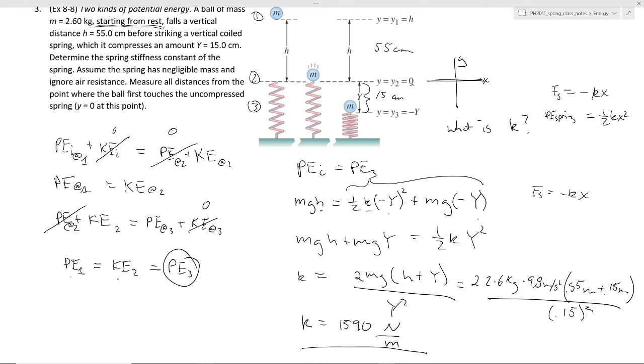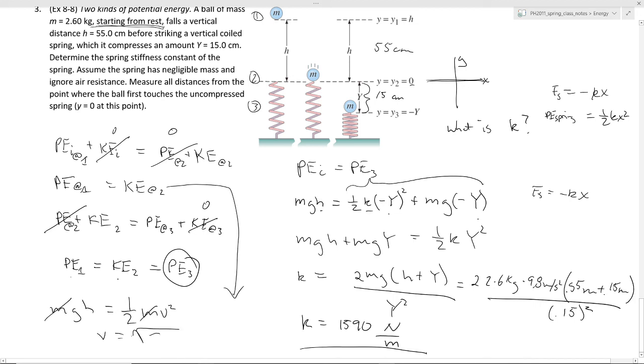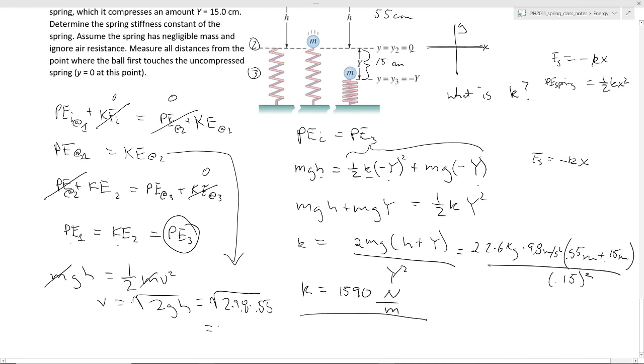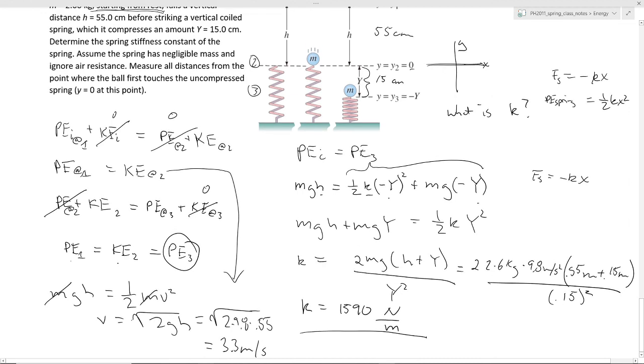So one detail before, I don't want to overrun our time too much. The other thing that we could do is pick out what the kinetic energy at 2 is by equating mgh to 1/2 mv squared. These m's would cancel. The v would be simply root 2gh, which would be root 2 times 9.8 times 0.55. And when you crunch that, you would get 3.3 meters per second. But notice we didn't actually need that number in order to solve the problem. But that would be an additional thing we could look at.